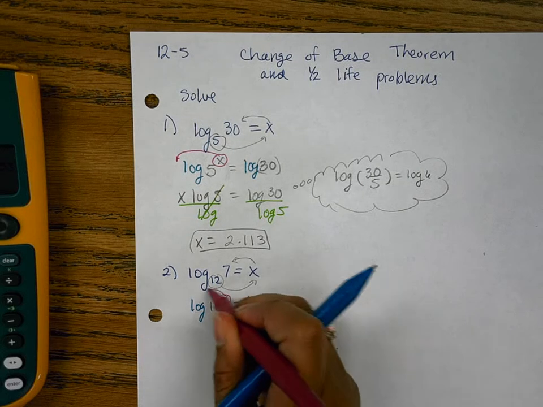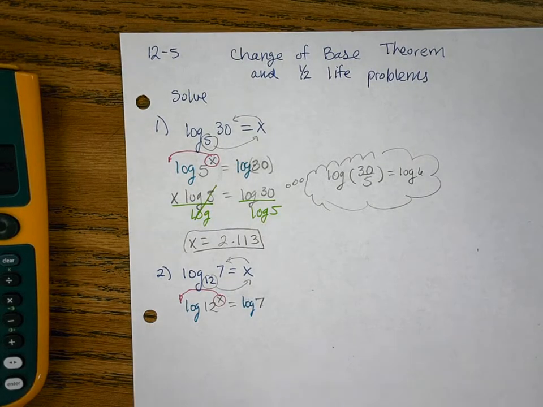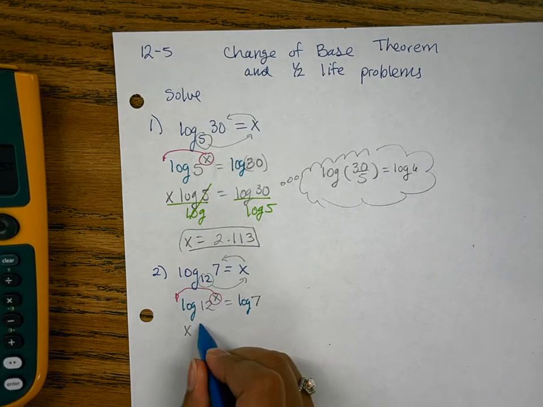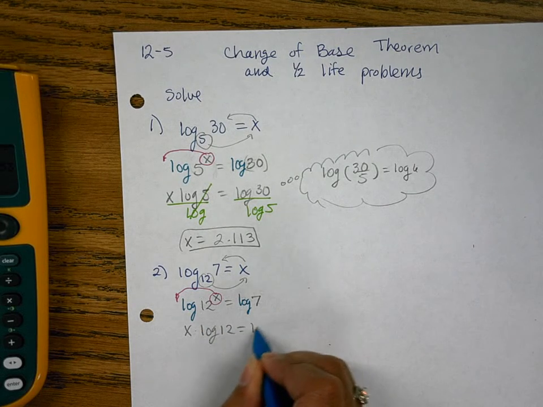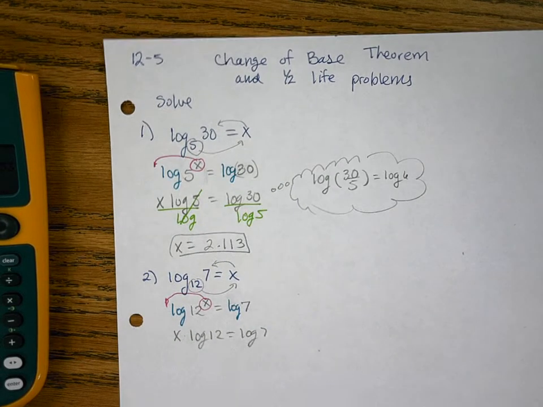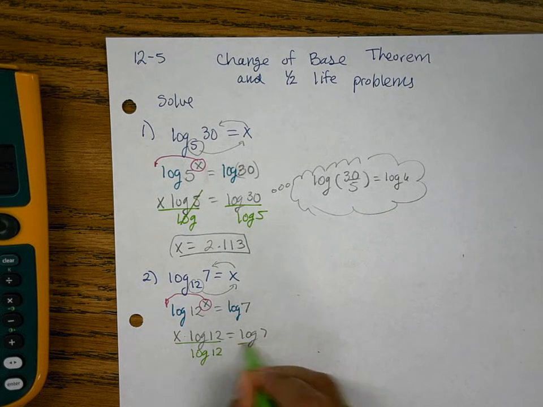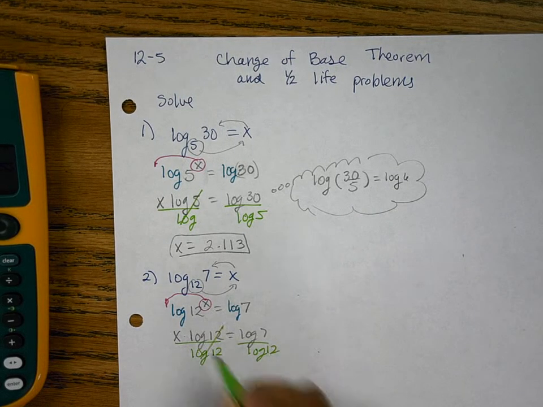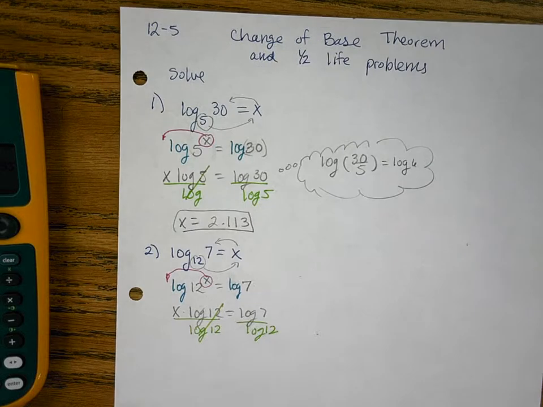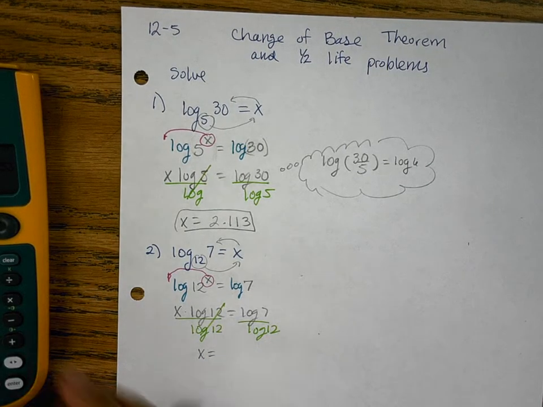And the whole reason we do this is for what I just said. We want to kick this exponent to the front as a coefficient. So x times log of 12 equals log of 7. And we want to solve for x, so we divide both sides by log of 12. Gone.